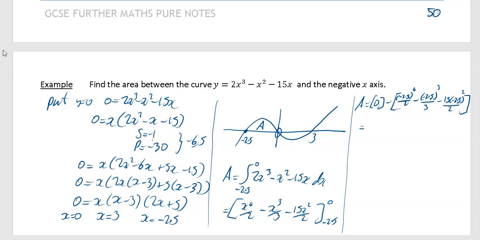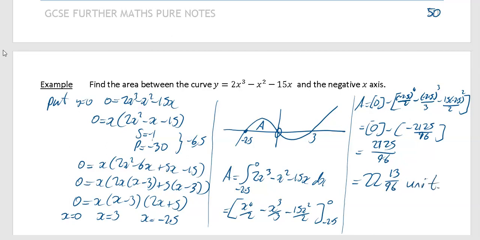So what you've got here is just going to be 0 minus, and if you put this horrible mess into your calculator, what you will get is minus 2125 all over 96, is what I got. And then if you do minus minus, you're going to get positive 2125 all over 96, which is equal to 22 and 13 over 96, and its area, so it's going to be units squared. There we are, and that's it.